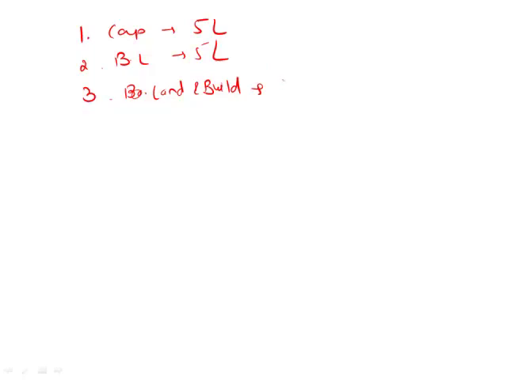Land and building, 3 lakhs. Sales, 10 lakhs. Expenses, 4 lakhs. Now see, in the earlier case, we did not prepare a profit and loss account because there was no transaction of revenue nature. All transactions were of capital nature. Now we have revenue nature transactions. So you have to prepare both: you have to prepare the balance sheet, and you have to prepare the profit and loss account.